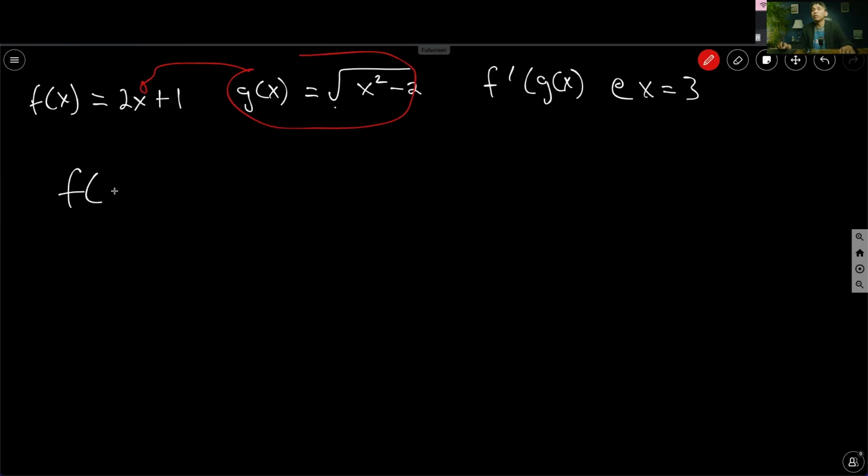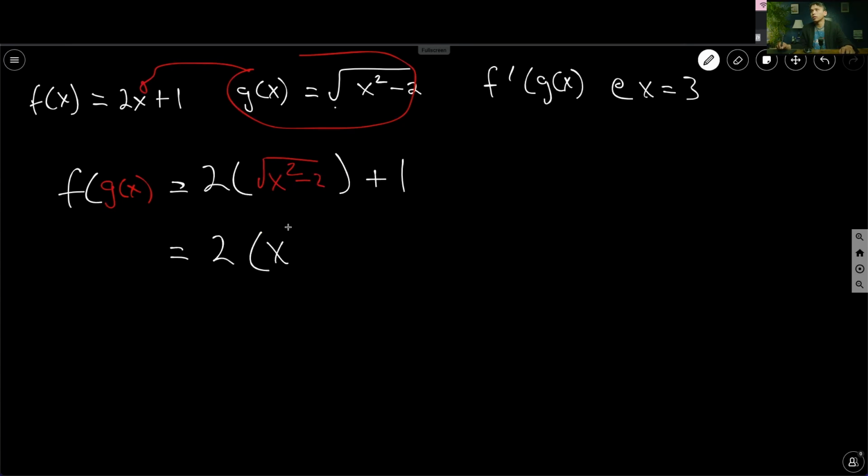So we want to plug that all into the x. So f of g of x is just equal to 2 times, instead of g, we're going to write what the g function is equal to, which is x squared minus 2. And then don't forget the plus 1 at the end, from the f function here. And then now we just take the derivative like normal. I'm going to rewrite it before we take the derivative. Let's rewrite that as x squared minus 2 to the 1/2 power plus 1.